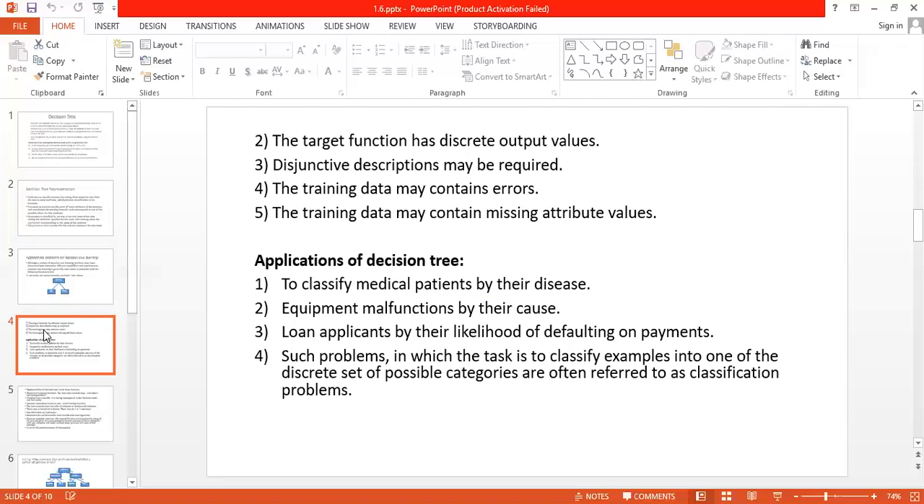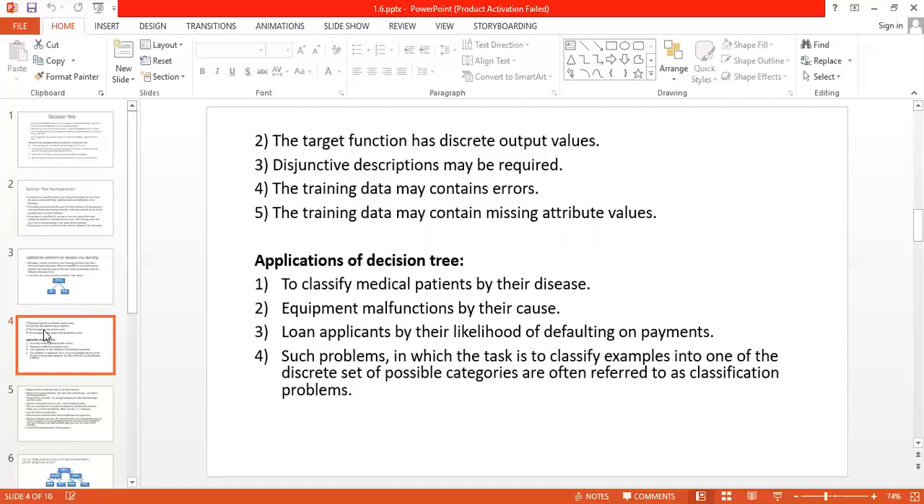Disjunctive descriptions may be required. The training data may contain errors, because it is not always possible that a decision tree provides us 100% accuracy. So there might be some error, and in machine learning for every algorithm there might be minor error. The training data may contain missing attribute values. It is also possible, and while constructing a decision tree we have to consider that there may be some missing attribute values, and for that also we have to work. So these are some characteristics of decision tree.